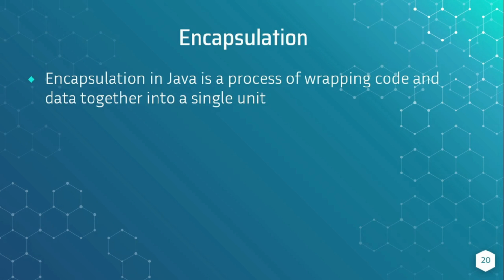Encapsulation. Encapsulation in Java is a process of wrapping code and data together into a single unit. The whole idea behind encapsulation is to hide the implementation details from users. If a data member is private, it means it can only be accessed within the same class. No outside class can access the private data member or variable of other classes.